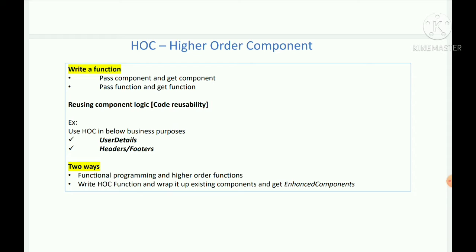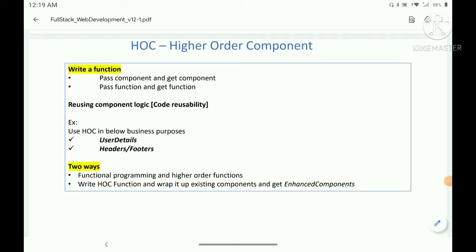For example, where we render the same kind of headers and footers across the application in multiple pages, we don't want to repeat the code. We can use a higher order component. Or if we want to render user info like username, first name, last name, user location and user country, we can write a higher order component.